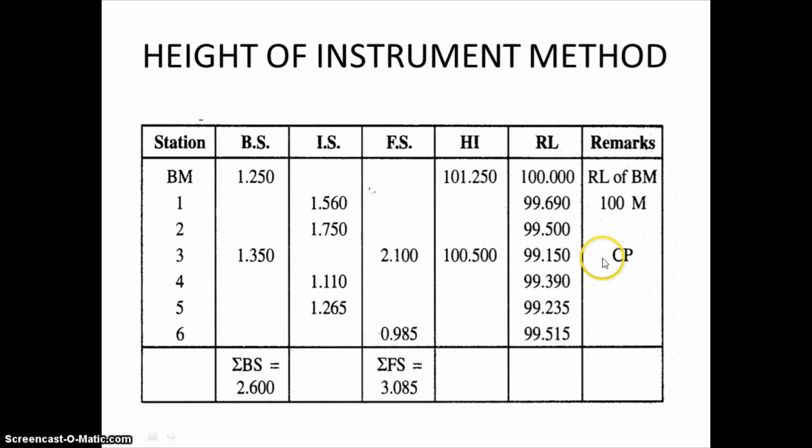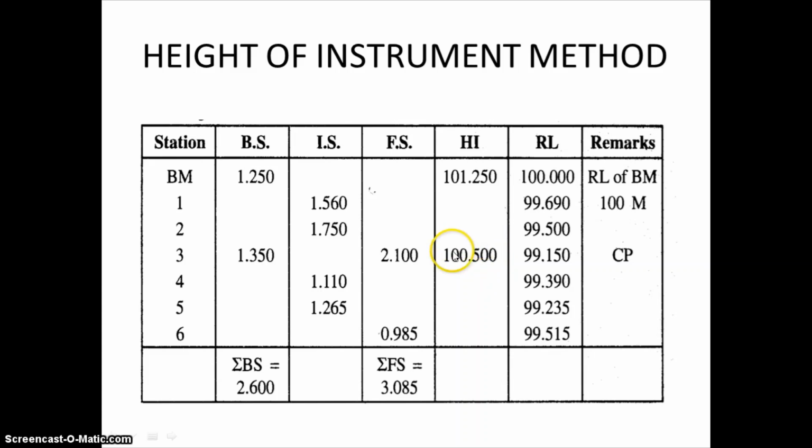Now you can see here we have taken the change point. As I told you earlier, whenever you take a change point, it means you are shifting your instrument from the existing position to a new position. You have to again calculate a new HI. So how will you calculate the new HI? RL of change point, not RL of benchmark, RL of change point plus backsight reading. You will get the new HI, that is 100.500.